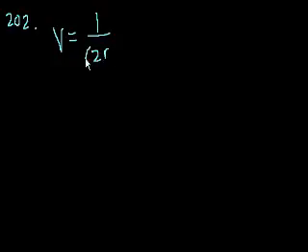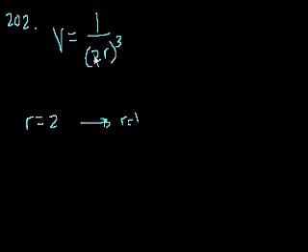202. In the formula, v is equal to 1 over 2r cubed. If r is halved, then v is multiplied by what? The easiest thing I always find to do in this is take numbers. So let's say if r is 2, what happens? And then let's halve it when r equals 1 and see what happens to v. We could do it analytically, but this is frankly the easiest way to do it.